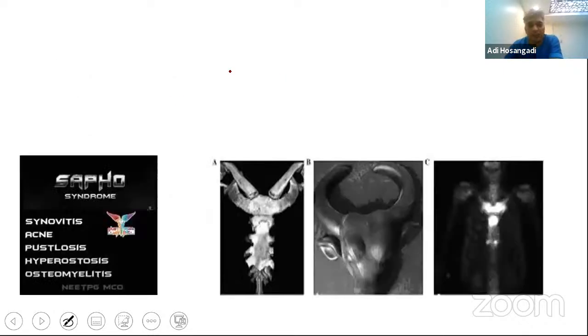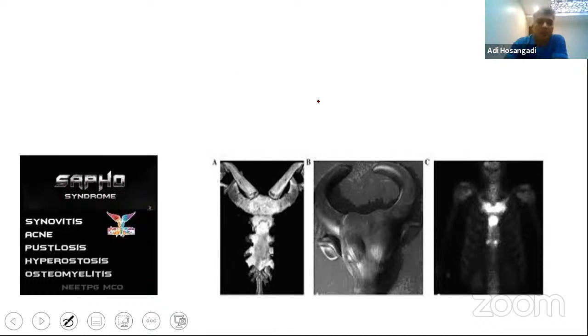So what is SAPHO syndrome? SAPHO syndrome, here is the expansion. SAPHO, S is for synovitis, acne, pustulosis, hyperostosis, and osteomyelitis. Please remember this. If you can go and read today in one of your undergraduate textbooks, you will get this. Of course, these images you might not find.